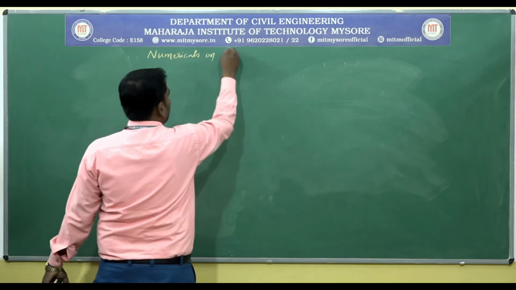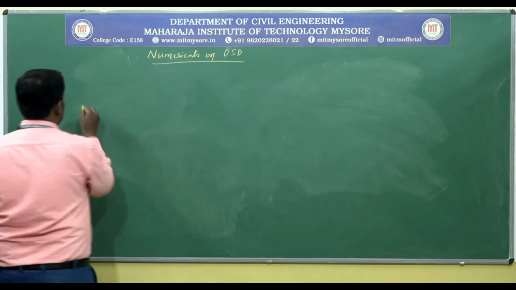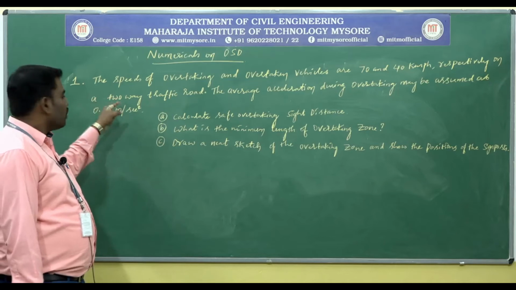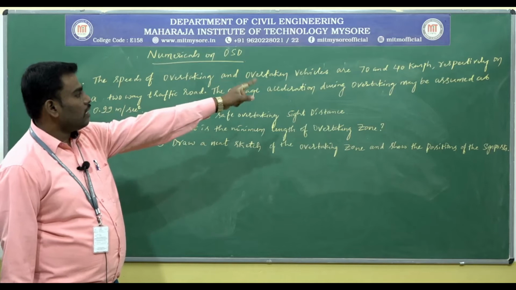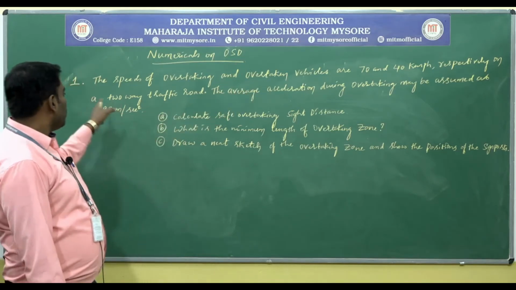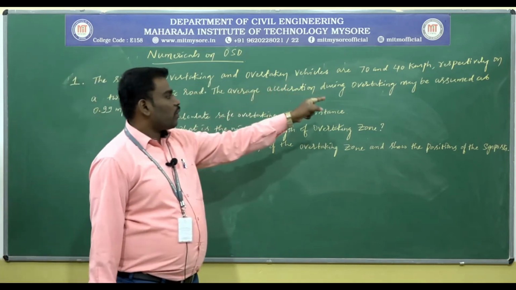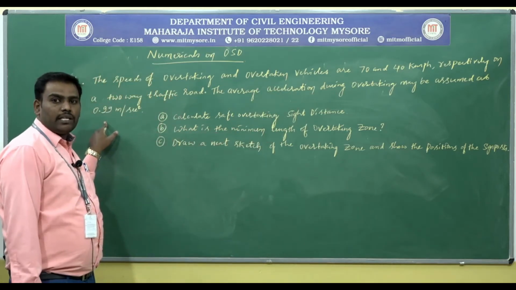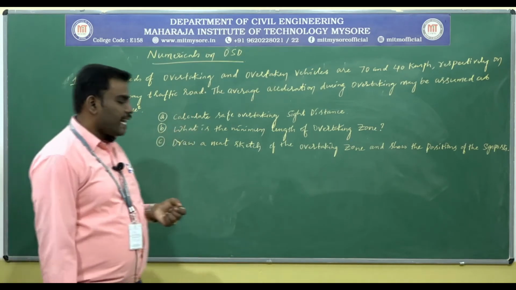Numericals on overtaking sight distance, OSD. The first problem: the speeds of overtaking and overtaken vehicles are 70 and 40 km per hour respectively on a two-way traffic road. The average acceleration during overtaking may be assumed as 0.99 meter per second square. Then calculate the safe overtaking sight distance.